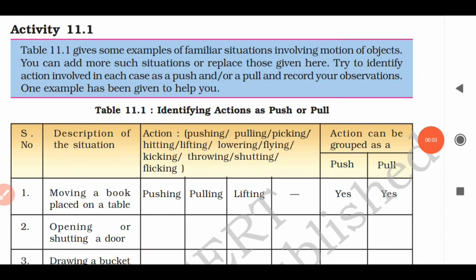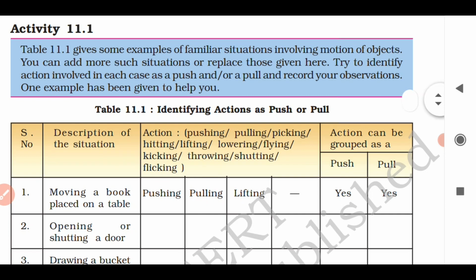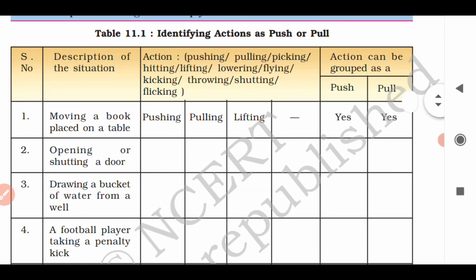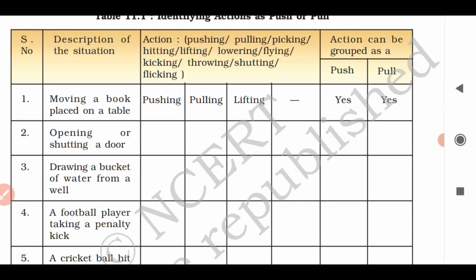Now let us see this activity 11.1. Table 11.1 gives some examples of familiar situations involving motion of objects. You can add more such situations or replace those given here. Try to identify the action involved in each case as a push and or a pull, and record your observations. One example has been given to help you. So table 11.1, identifying actions as push or pull. Some of the descriptions of the situations are given.